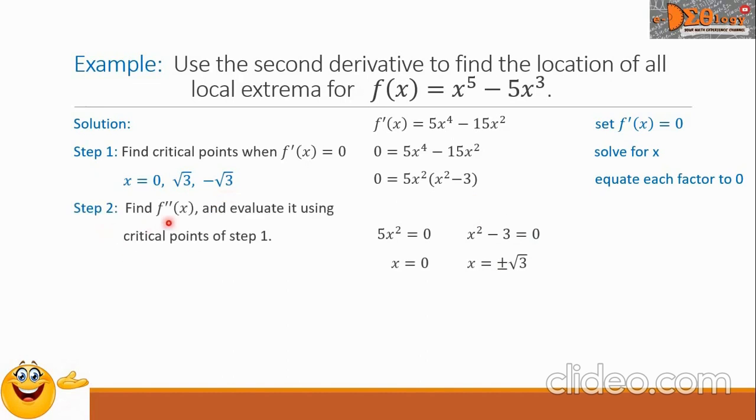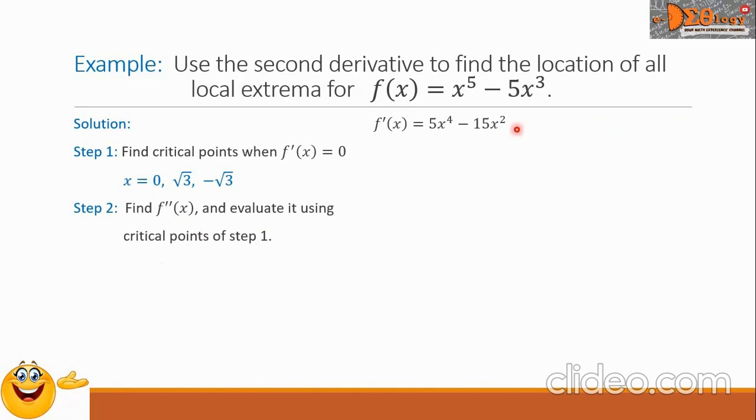Step 2. Find the second derivative of the function and evaluate it using the critical points of step 1. A while ago, we solved for the first derivative. Now, the second derivative is equal to 20x cubed minus 30x. We can simplify this expression into 10x times the quantity 2x squared minus 3. Now let us evaluate each of the critical points in the second derivative.